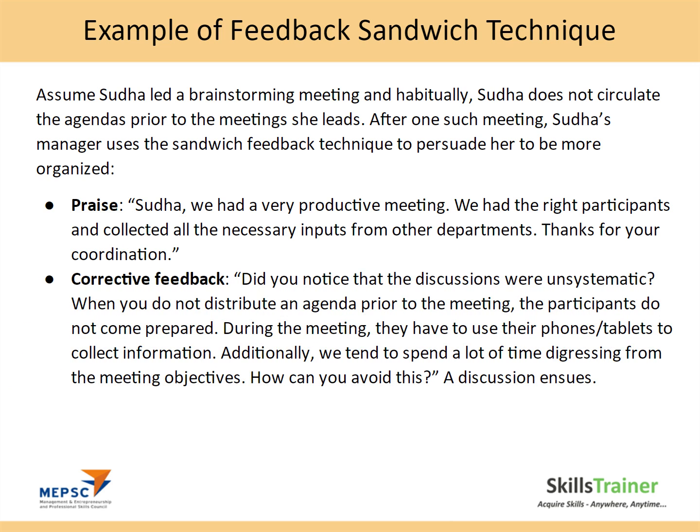Corrective feedback. Did you notice that the discussions were unsystematic? When you do not distribute an agenda prior to the meeting, the participants do not come prepared. During the meeting, they have to use their phones or tablets to collect information. Additionally, we tend to spend a lot of time digressing from the meeting objectives. How can you avoid this? A discussion ensues.